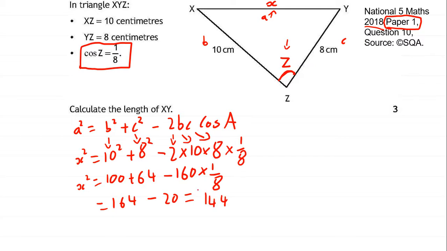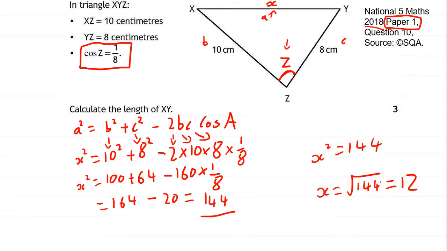Again, I've gone quite quickly through that working out, but you would just take your time to slowly work through that. All we're doing is squaring numbers, which you know how to do. Again, this is 160 times an eighth, so that's the same as 160 divided by 8. And again, notice that this value, 144, is the value of x squared. So to find x, we're just going to take the square root of 144.